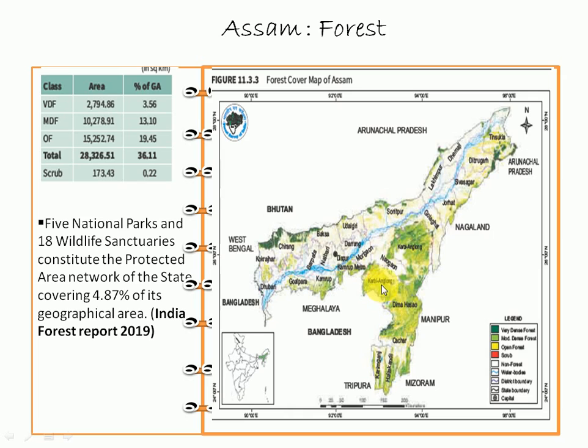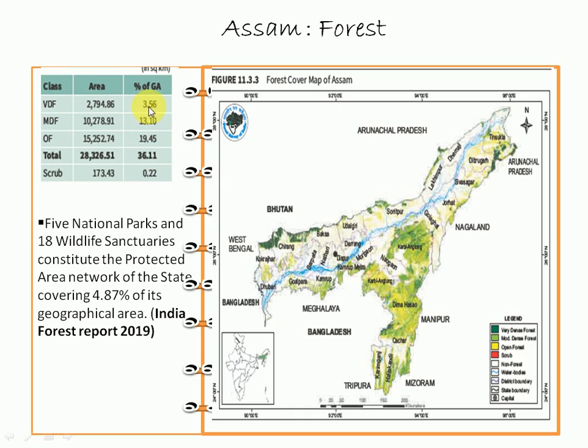Then open forest, then scrub, which are very few, and you can also see this table. It shows the total geographical area of the state, out of which 36% is covered with forest, according to the State Forest Report 2019. It's also a very important fact. Only 36% of the area is covered with forest.